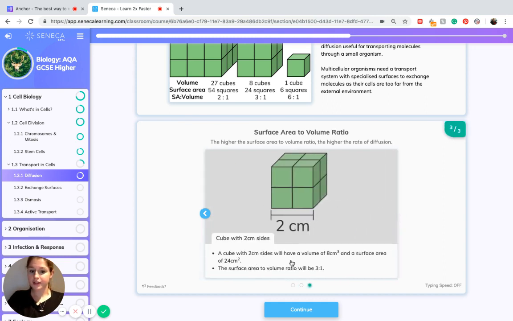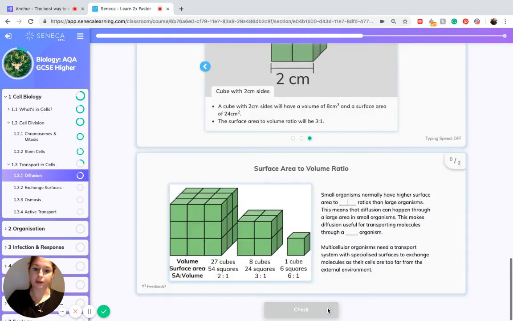And a cube of 2 centimeter size will have a volume of 8 centimeters cubed and a surface area of 24 centimeters squared. And the surface area to volume ratio will be 3:1. So this reiterates what I've just said about the surface area to volume ratio. So just to finally summarize, we know that small organisms normally have a higher surface area to volume ratio, and this makes diffusion useful for transporting molecules through a small organism.